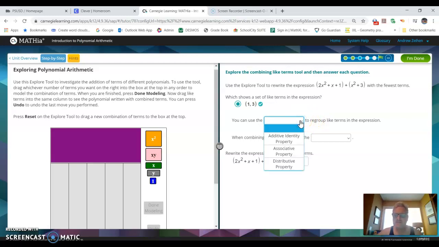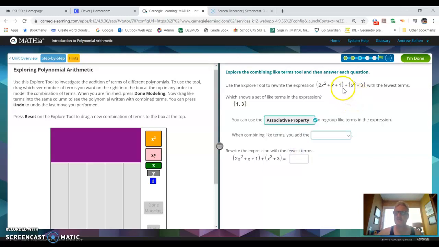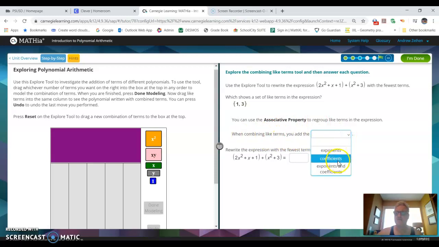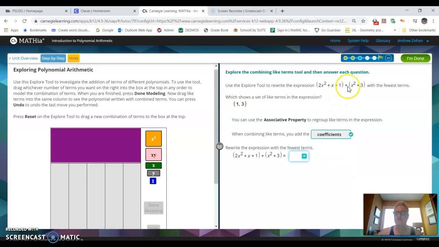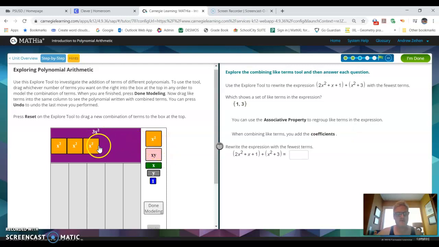You can use, let's see here, the associative property, because we're grouping things together, like we're taking the 1 and the 3, we're associating them together. The x squares we would associate. You can combine like terms, you add the coefficients. Okay, we don't add exponents. We don't say, well, let me come over here, I have 3x to the third. That doesn't make sense. I have 3 orange x squares. That's what I have. I'm adding the coefficients, not the exponents.